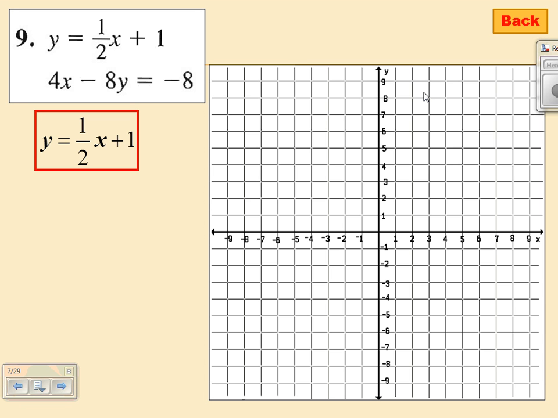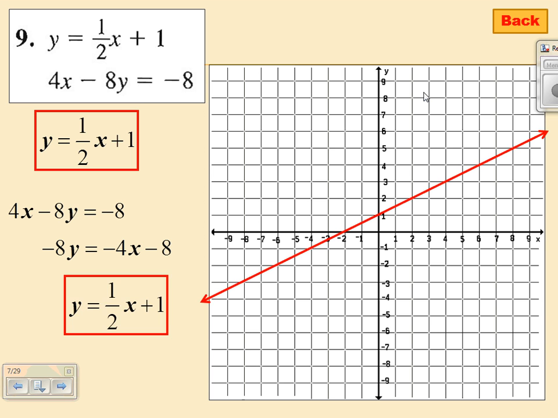Y equals 1/2 x plus 1 gives me this line. For the next equation, it's in standard form, so I have to change it to slope-intercept by first subtracting 4x from both sides. I then divide both sides by -8. So y equals 1/2 x plus 1 again.